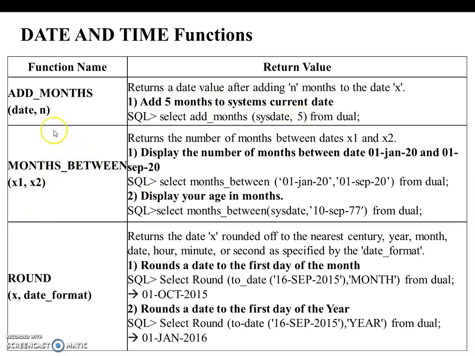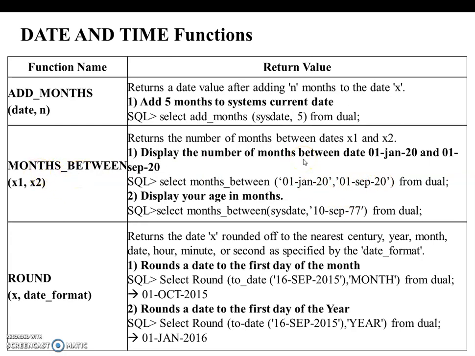Next one, months between. The months between date and time function is used to find out how many months there are between date 1 and date 2. So if you have given 2 dates, then how many months there are between those 2 dates will be calculated using this months between function.